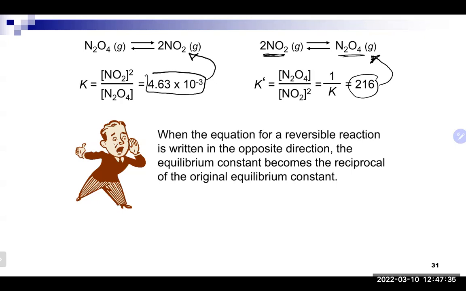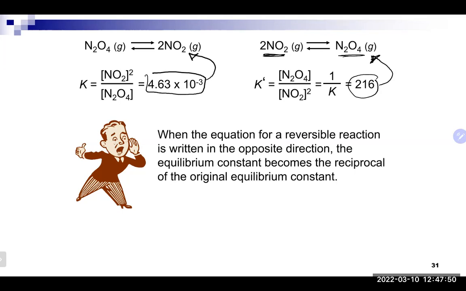So similar to Hess's law, except in Hess's law, we change the sign of delta H. We don't change the sign here. We actually take 1 over the equilibrium constant to get the reverse reaction's value. Any questions on that there?